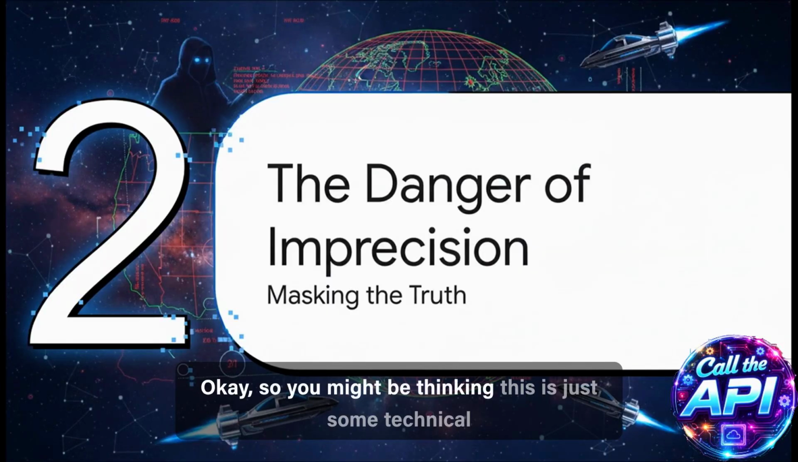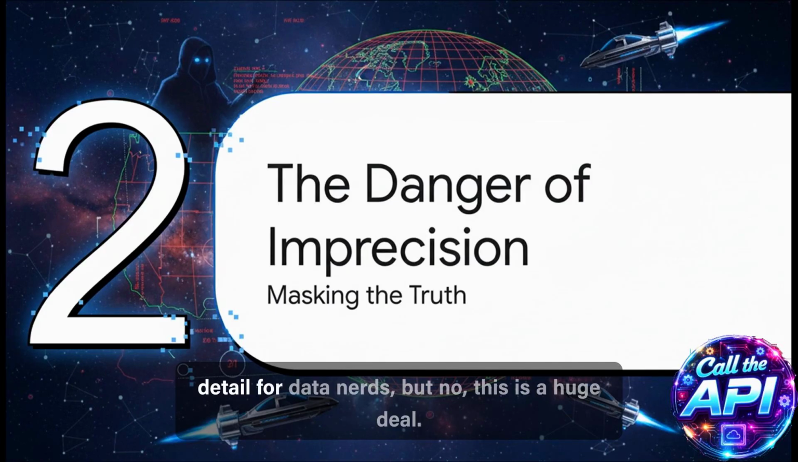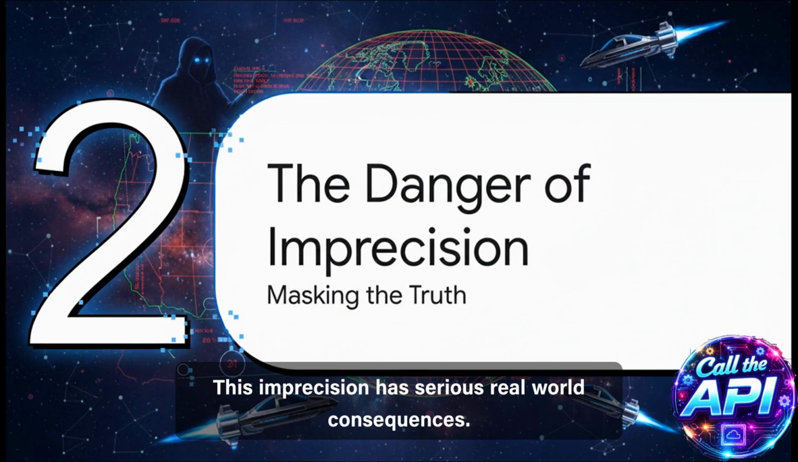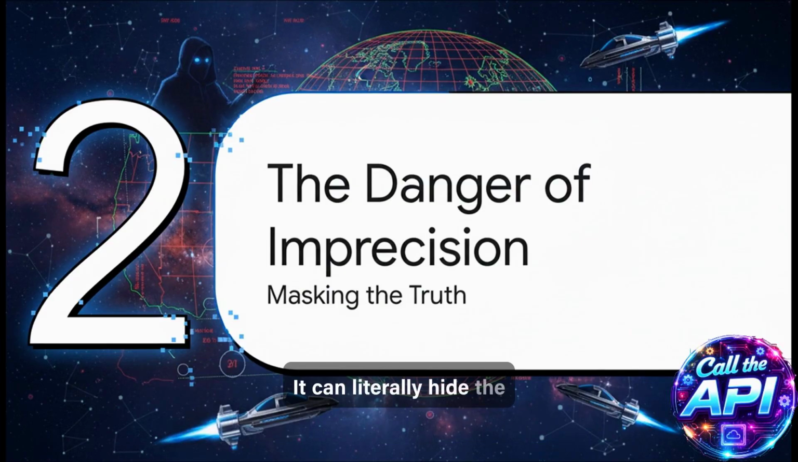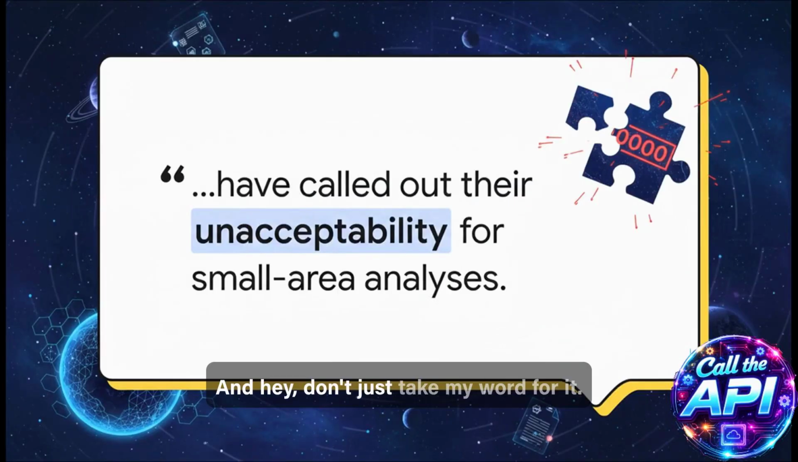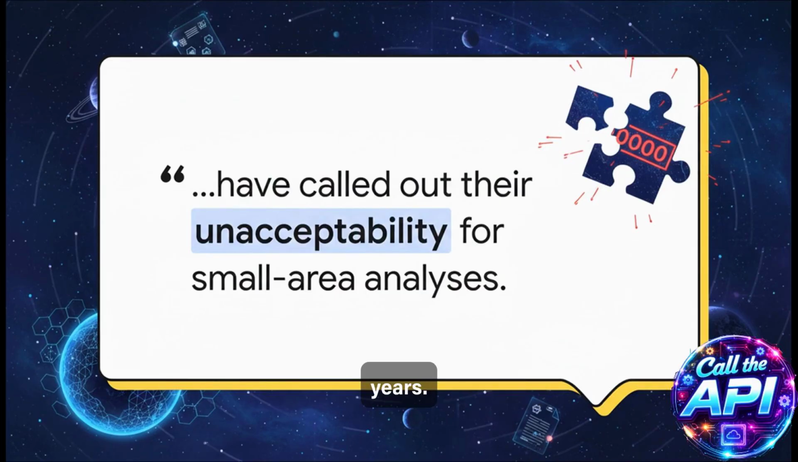Okay, so you might be thinking, this is just some technical detail for data nerds. But no, this is a huge deal. This imprecision has serious, real-world consequences. It can literally hide the truth in ways that affect people's lives. And hey, don't just take my word for it. Real experts like Dr. Nancy Krieger over at Harvard have been shouting about this for years. She calls using zip codes for this kind of work flat out unacceptable. That's a pretty strong word.